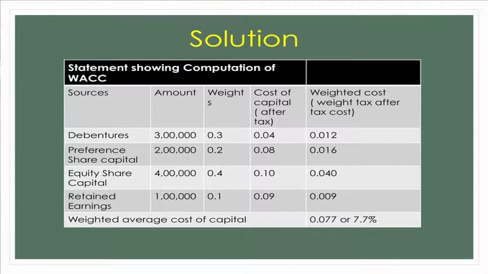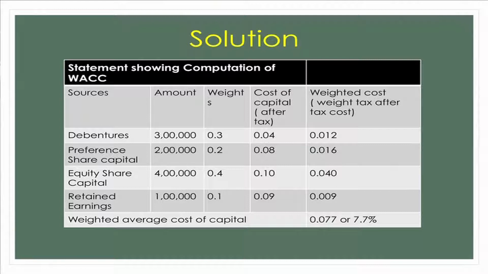First of all, under the third column in our solution, we will assign weight to each source of fund. We know that 3 lakh plus 2 lakh plus 4 lakh plus 1 lakh amounts to 10 lakh. So, out of 10 lakh, debentures are 3 lakh. So, for debentures we are assigning the weight as 0.3 because out of total funds of the company, debentures are 30%. So, its weight is 0.3.